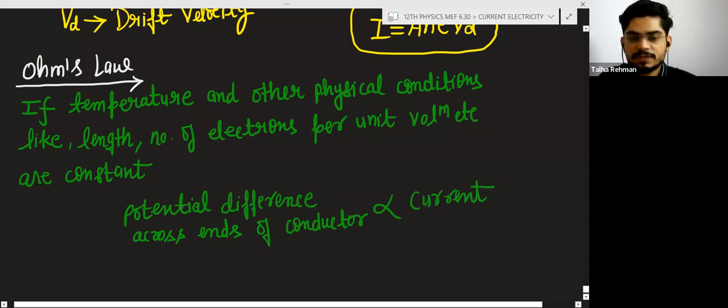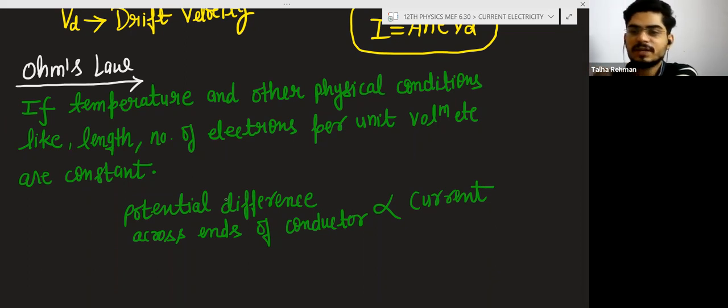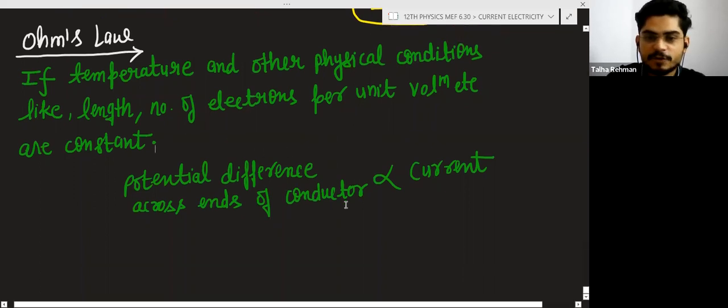And please remember, this is not Ohm's law. You cannot say potential difference across the conductor is directly proportional to current is Ohm's law. No, you have to add this statement also. Without this statement, this is not Ohm's law, because the potential difference is not directly proportional to current every time. This is only true when the temperature and the other physical conditions like length and the number density of electrons are constant. I will prove this after a certain period of time.